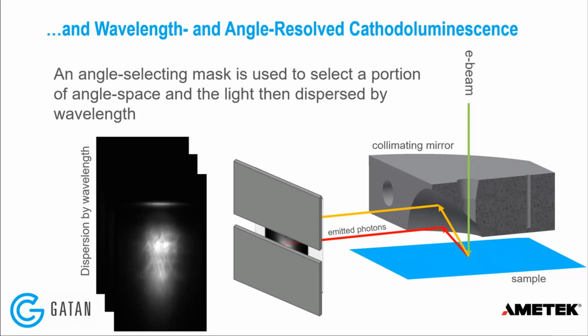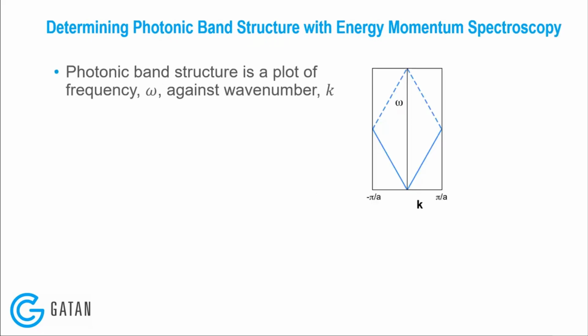Now, one of the reasons that this is really important is it allows us to start interrogating some really interesting properties about materials. And I'm going to introduce you to an example of that in the following slides. So we can use this technique to determine the photonic band structure of a material with energy momentum spectroscopy.